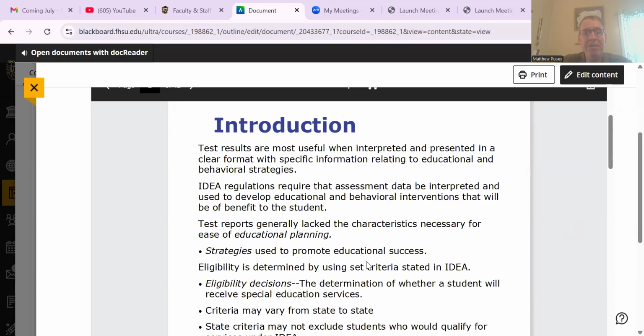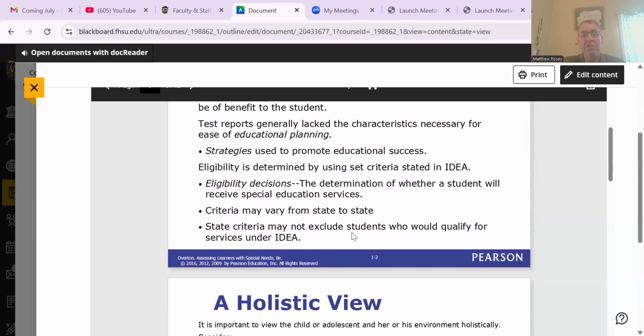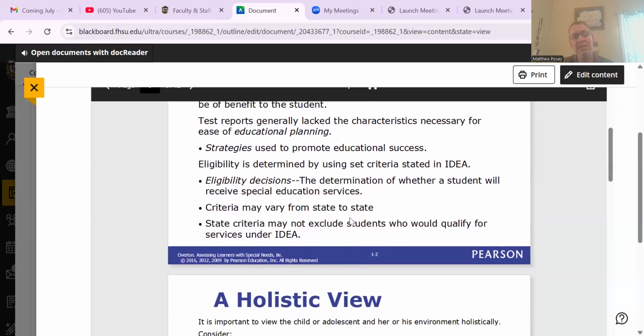to help parents understand. So also we look at test reports generally lack the characteristics necessary for ease of educational planning. So we want to make sure we include strategies that are used to promote educational success. We want to take those results, make eligibility decisions, determine whether the student meets the criteria to qualify for special education services, and just know that those criteria may vary from state to state, depending on where you're at.